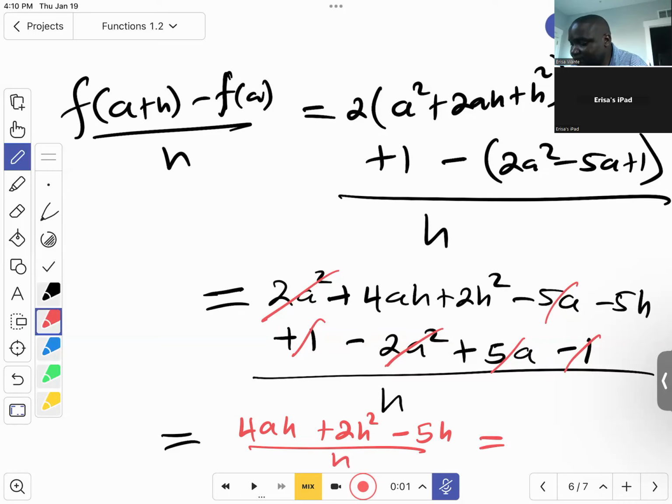So if you go ahead and simplify, you have this as 4a plus 2h minus 5. That's what we get: 4a plus 2h minus 5. Yeah, that is it. That's what we get. Yeah, thank you.